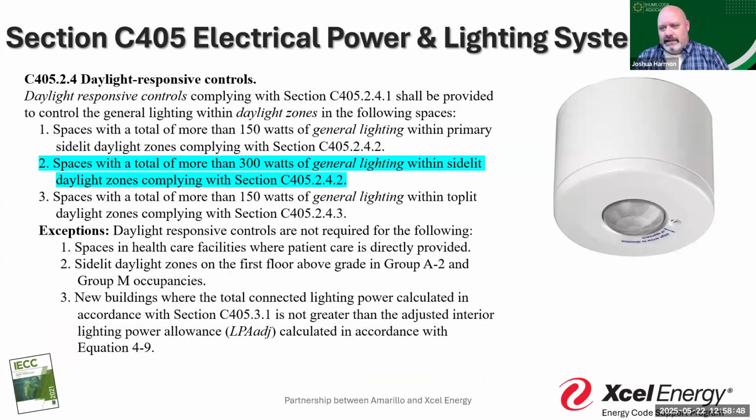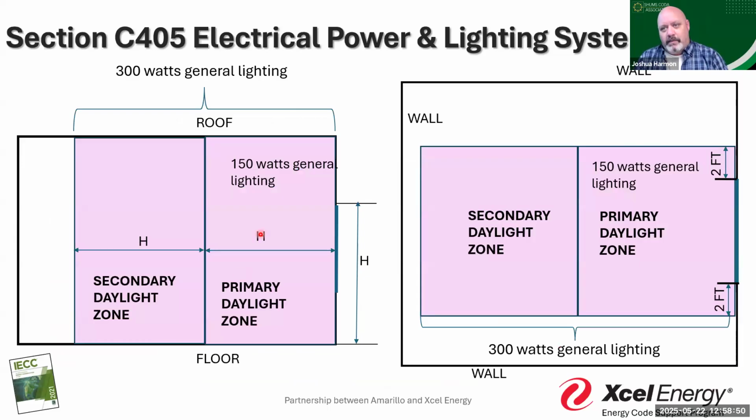And again, that space, like I said, in the 21 we expand it from the primary to the secondary zone. So again, we calculate the 150 in the primary, 300 over the 2 zones in order to decide who has to have those daylight responsive controls.